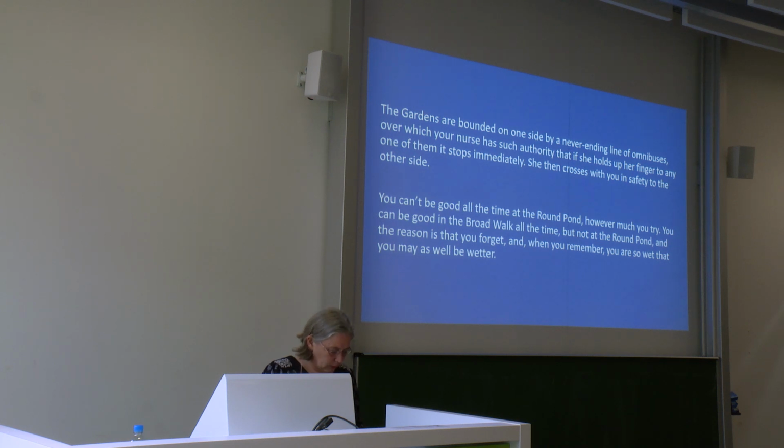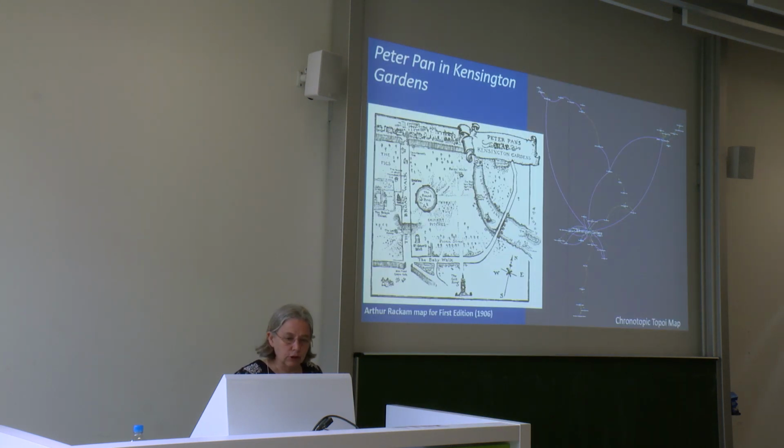Let's get the second quotation. You can't be good all the time at the round pond, however much you try. You can be good in the broad walk all the time, but not at the round pond. And the reason is that you forget. And when you remember, you're so wet that you may as well be wetter. So if we look back at Rackham's illustration map, you can see this. He emphasizes the boundedness very strongly, actually, both with the outer frame, but also the broad walk and the fences and so on. So you get this very strong sense of a contained space.